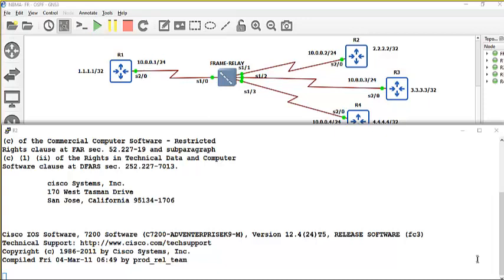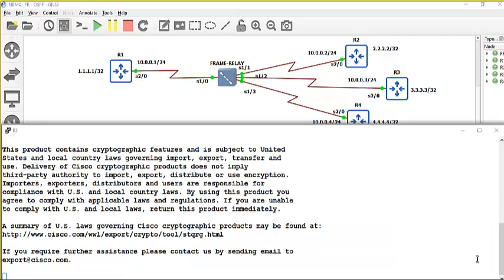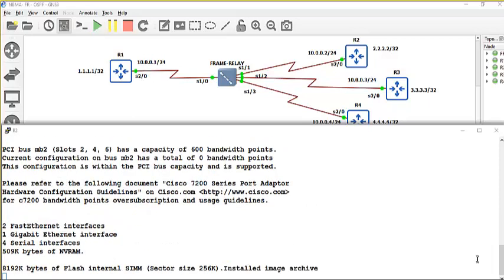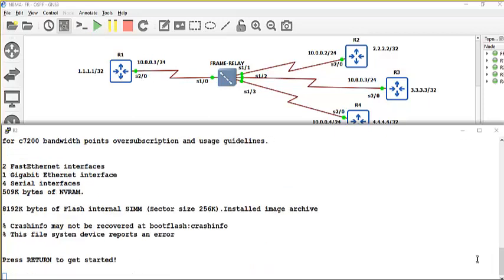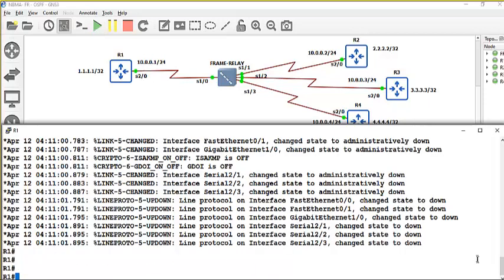So we got these 4 sites and we got an NBMA in the middle. We got non-broadcast multi-access, the frame relay in the middle. So let's verify the frame relay first before we move to the modes of OSPF NBMA.